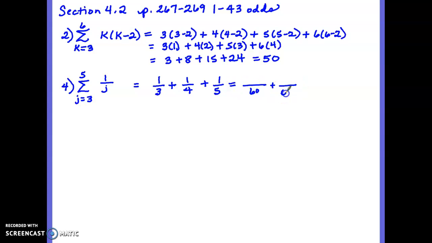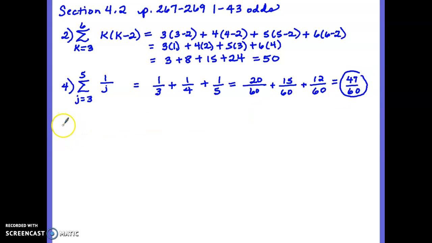You've got a calculator, it'll add it up, but I'm going to just go ahead and get a common denominator of 60. So 3 times what makes 60? Well, that's going to be 20, so 20 times 1 is 20. 4 times what makes 60? Well, that'll be 15, so 15 times 1 is 15. 5 times what is 60? I think that's 12, so 12 times 1 is 12. If you add it up, you're going to get 47 over 60. And that's your sum. And that's what it wanted you to do.